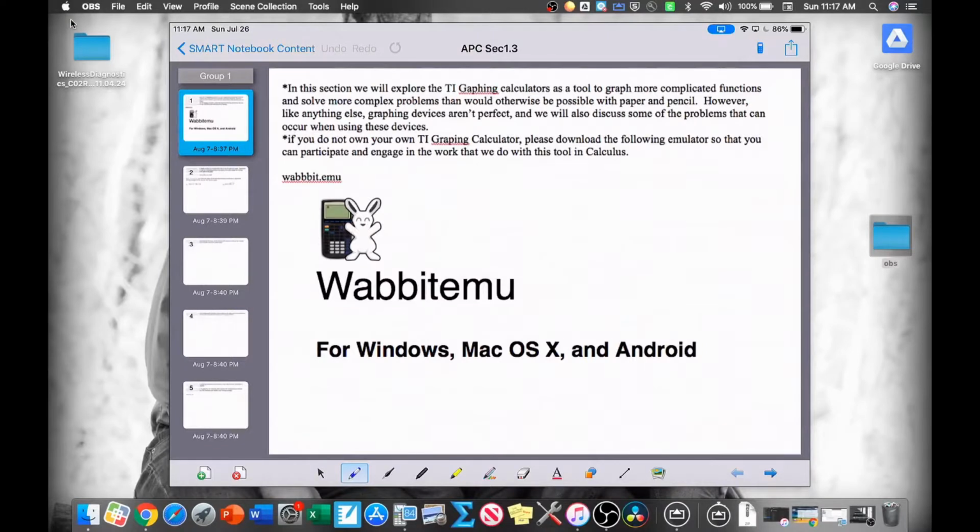Hey math friends, this is AP Calculus section 1.3 notes. In this section, we are going to be exploring graphing calculators as a tool to help us with functions in mathematics. Some of you may have had some experience previously with graphing calculators, and for some of you this may be new knowledge. Either way, that's okay. I'm going to go through it with you step by step.